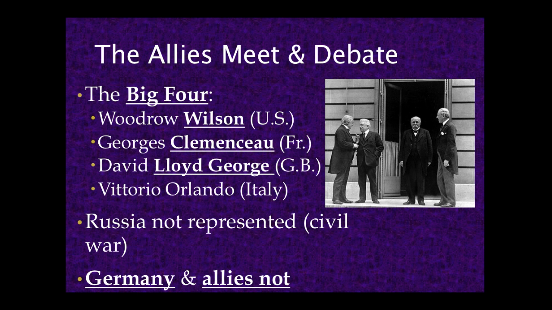So the Allies are going to meet and debate for the peace talks. Your big four are Woodrow Wilson, the President of the United States, George Clemenceau, David Lloyd George, and Vittorio Orlando of Italy. These are the four that are running the peace talks. Russia is not represented, which is important. They're in the middle of a civil war, and even more important is that Germany and their allies are not represented. So basically, it's only one side of the conflict that's trying to sort everything out, so it's highly unlikely that it'll be a fair outcome without both sides represented.